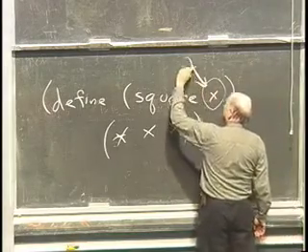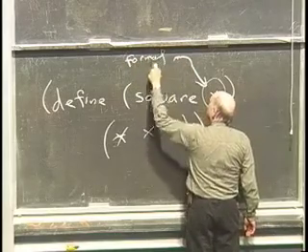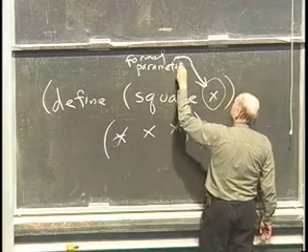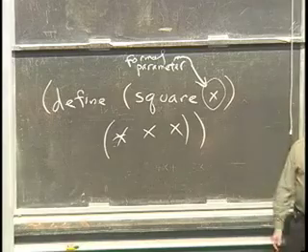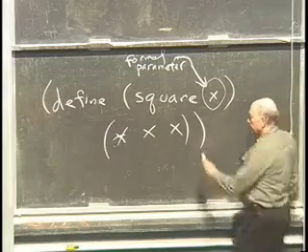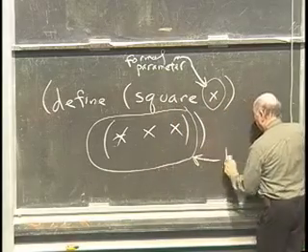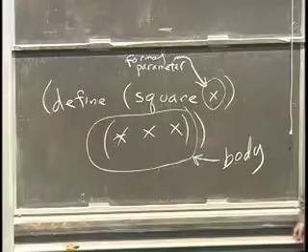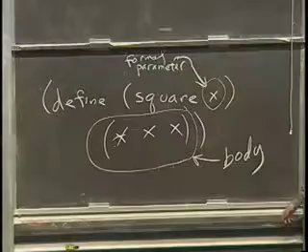This thing is called a formal parameter, parameter for short. That's just the name for an argument to the function. This thing is called the body of the procedure. It's an expression which says what value this procedure should return.